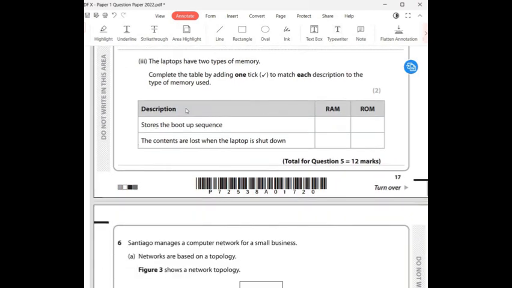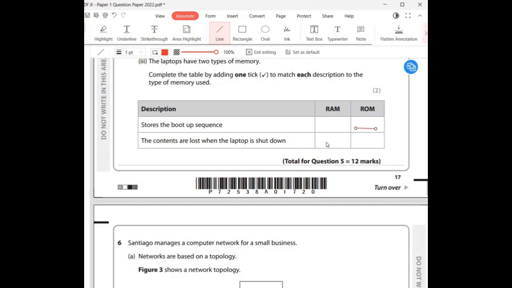Okay, 5D part 3. The laptops have 2 types of memory, so we need to complete the table with 1 tick to match each description to the type of memory used. So it stores the boot up sequence, that's ROM. The contents are lost when a laptop shuts down, that's RAM. If you remember that, that's 2 marks, bosh, done.